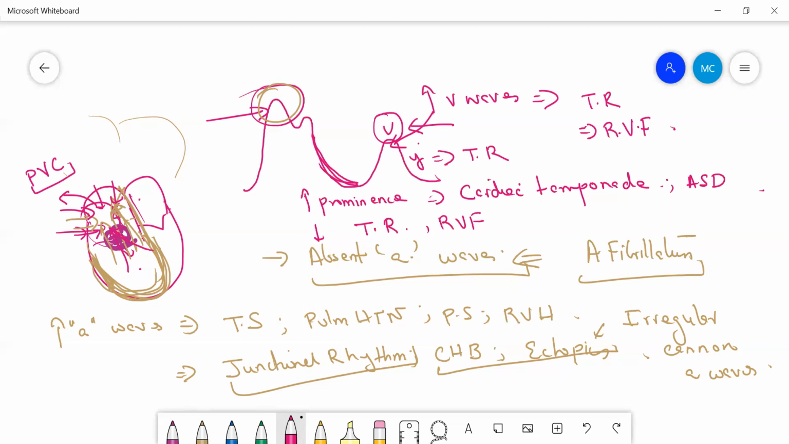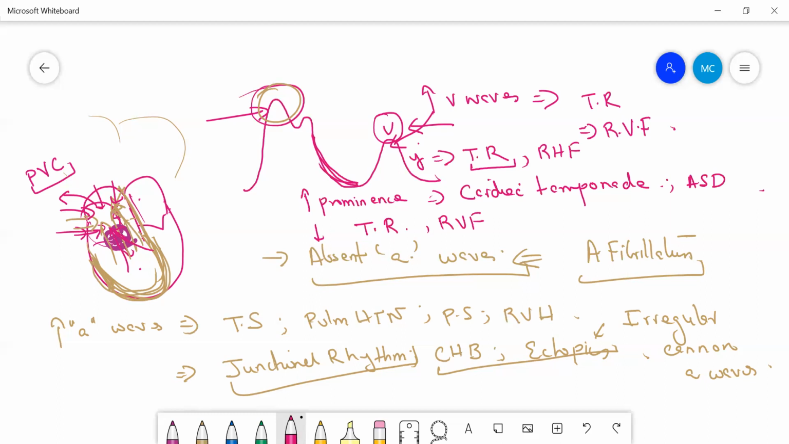So what is responsible for this rapid Y descent? Rapid Y descent mainly occurs during tricuspid regurgitation. Constrictive pericarditis and severe right heart failure can also lead to rapid Y descent.